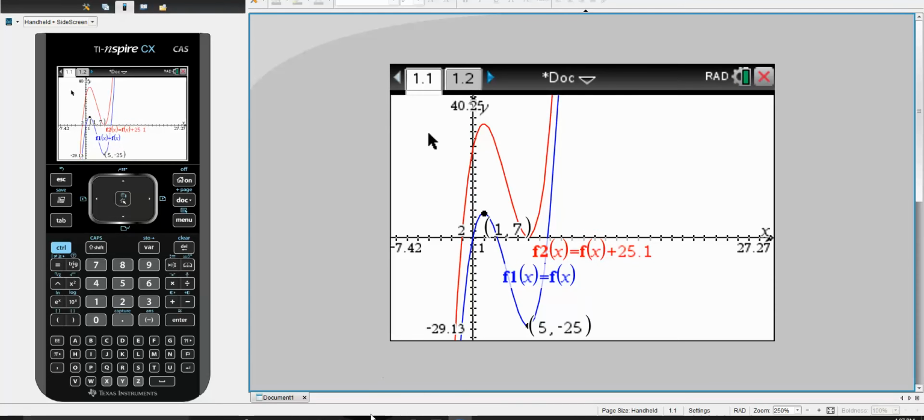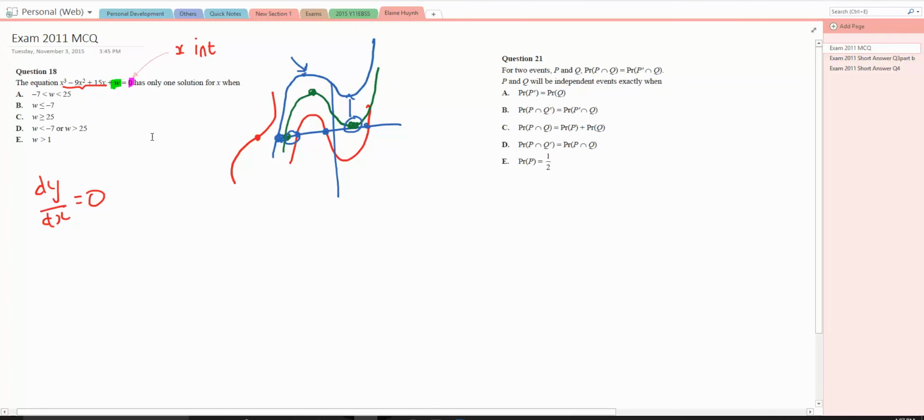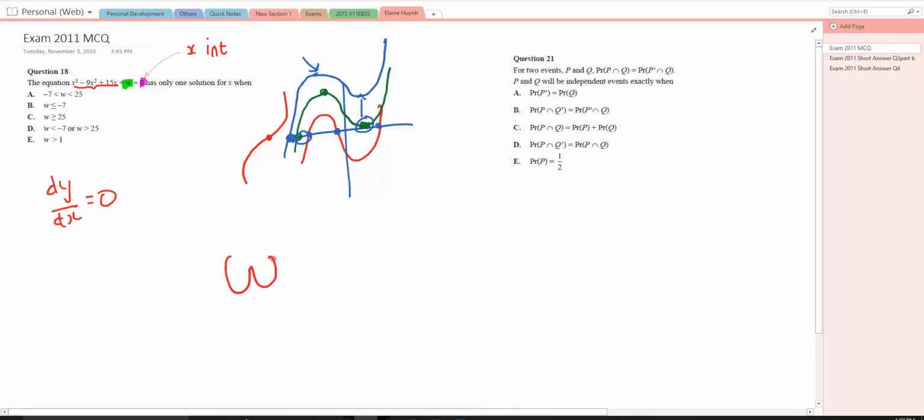Okay, that's question 18. So answering my point again, I said W had to be less than -7, because that subtracts down, taking the maximum, you're bringing it down. It has to be less than -7 but not equal to that, and W needed to be greater than 25, which brings the minimum up. Okay, and that, which one would that be? That's D. Voila, done. Too easy.